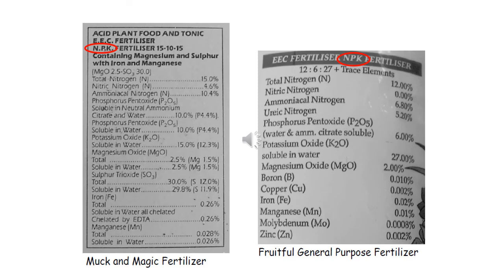Here's an example of some fertilizer labels. Now you can see that both of these, we've got the muck and magic fertilizer, and we've got the fruitful general purpose fertilizer. And both of them up at the top, you can see that they are called NPK fertilizers. Points if you can think what NPK might stand for. Remember, we had 4 minerals. Those are the letters for 3 of them. Have a little think, what are they?